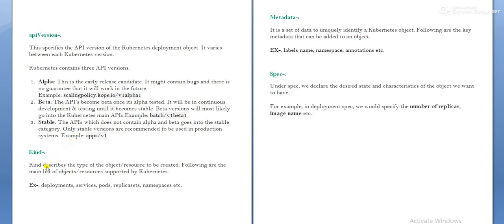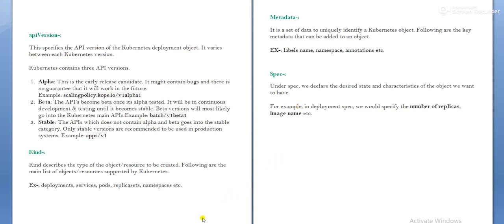Then kind, the second specification in the YML code. That is kind, what kind of object you want to create. The object may be deployments, services, pods, replica sets, namespaces. Then the third specification is metadata, where we define the label, name, namespace, etc. Then the fourth is spec. Under spec, this is the main section where we define the number of replicas you want to create, image name, and many more. When you create a YML, at that time you will get to know how we define API version, kind, metadata, and spec.